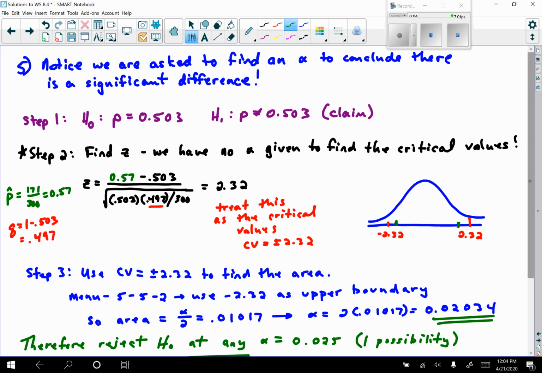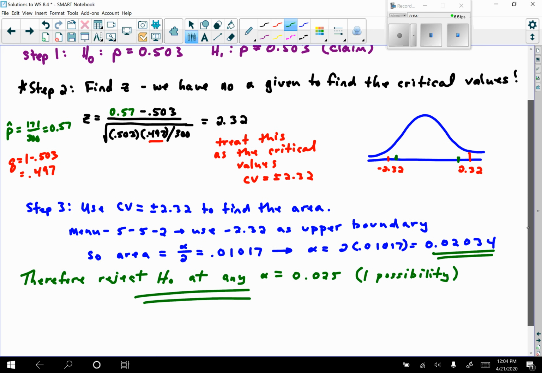I'm going to go to menu 552 on the calculator, and I'm going to type in the negative 2.32 as the upper boundary. In a way, it's like calculating the p-value, but I'm going to use this as alpha. So the area that I get is really the alpha over 2, which is 0.1017. So alpha is going to be 2 times that, which is giving me 0.02034.